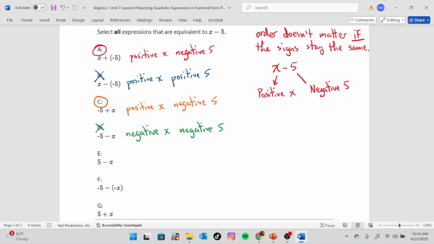Choice E. They have swapped the order and left the minus sign in the middle. But if you break it down into the components, what we have is a negative x and a positive 5. This is actually the exact opposite of what we had at the top. So these are not equivalent.